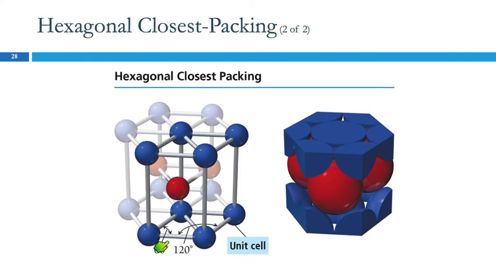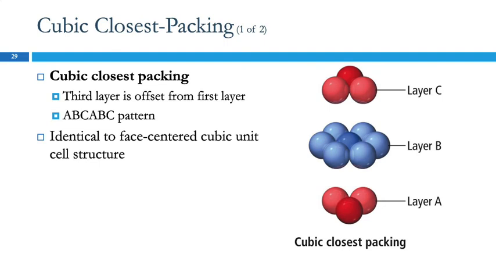But this is the unit cell, and it doesn't have 90-degree angles, so it's not a cubic. But there is a cubic closest packed. So here, layer A and layer B again, but now layer C is offset from layer A. So it's an ABC pattern. And this is the same as the face-centered cubic unit cell. It sure doesn't look anything like it, does it?